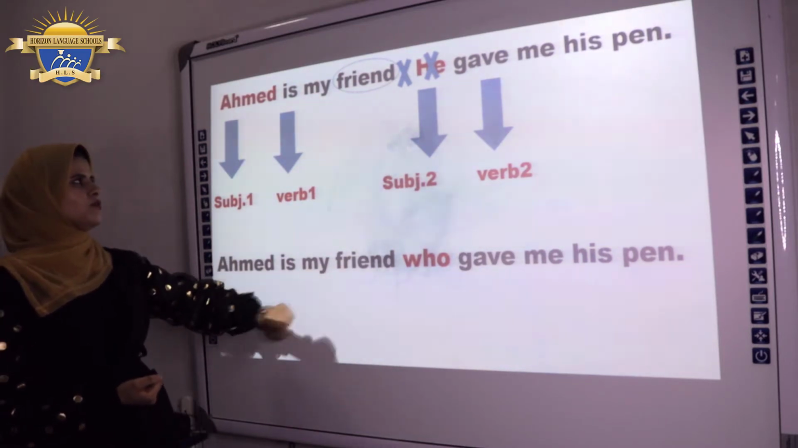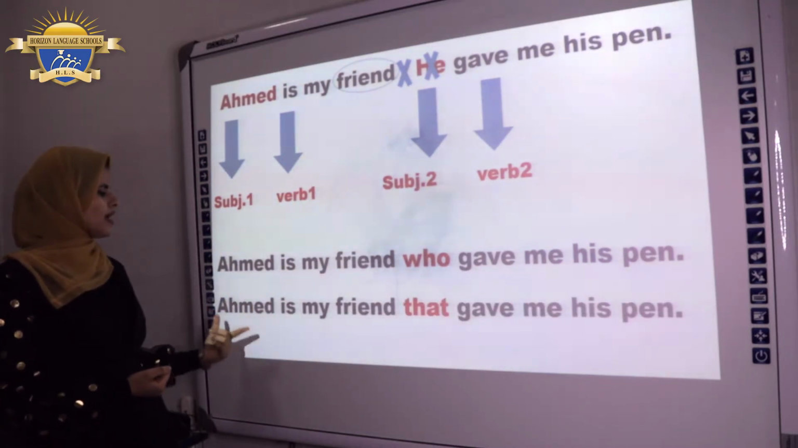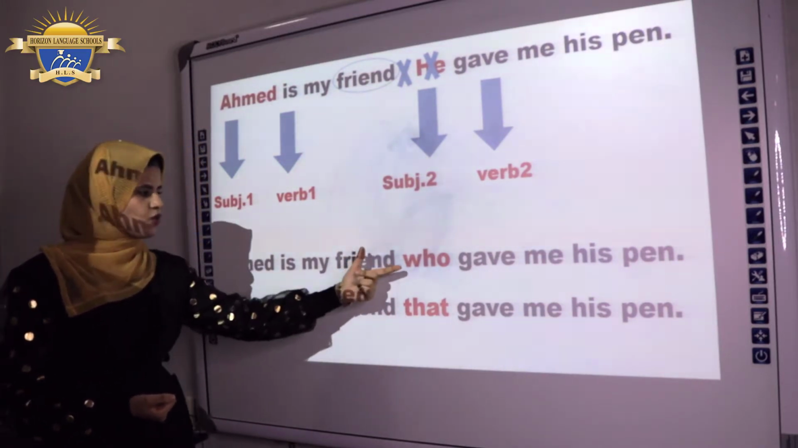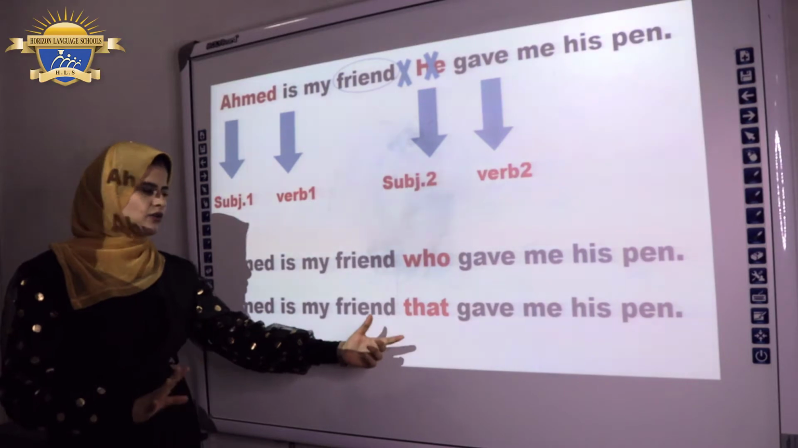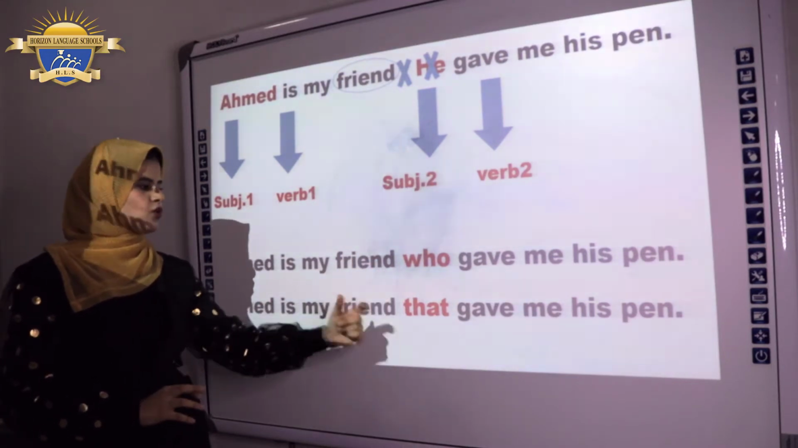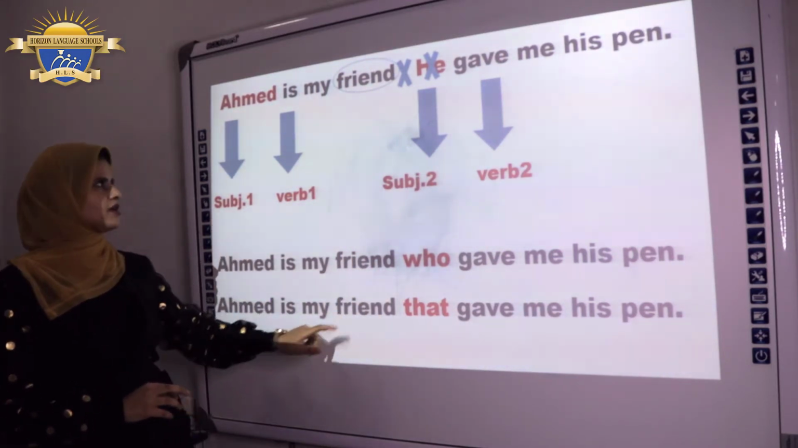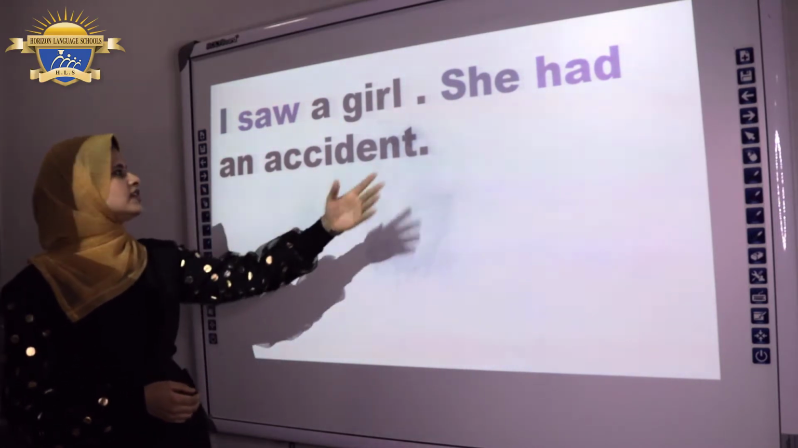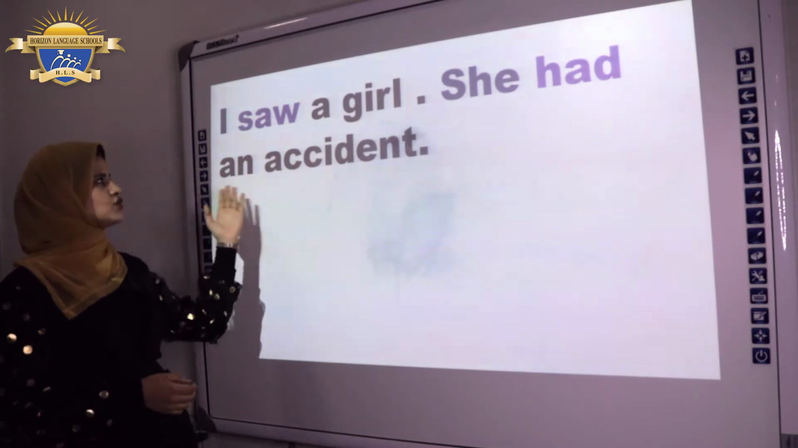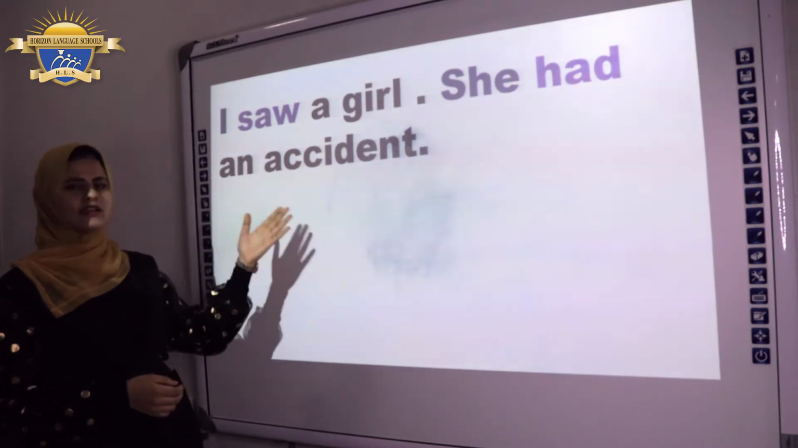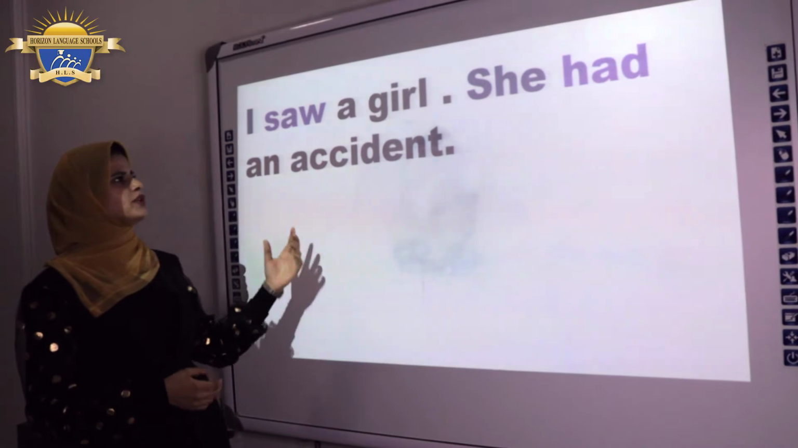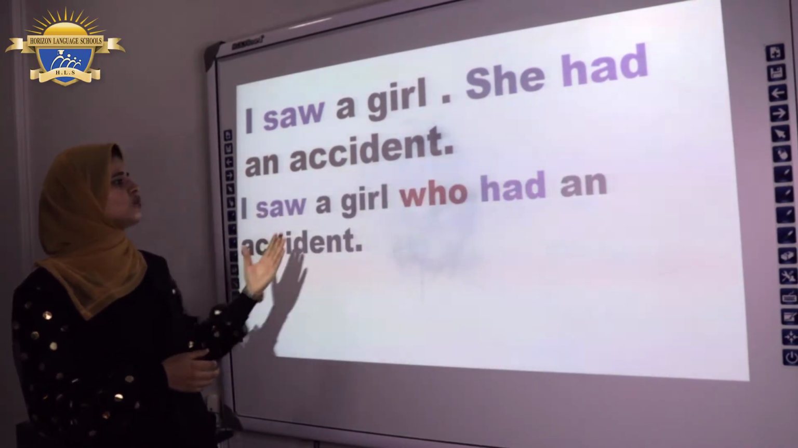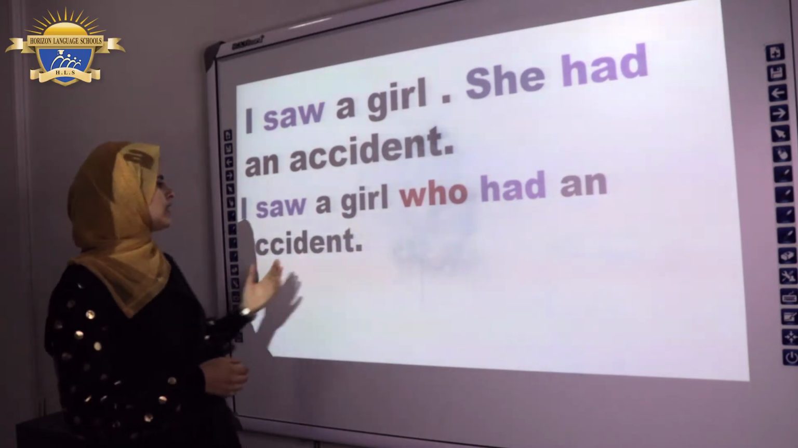Now, we can say Ahmed is my friend that gave me his pen. So here who is equal to that. We can say who or that here. Another example. I saw a girl. She had an accident. So, how can we join the two sentences? We can say, I saw a girl who had an accident.